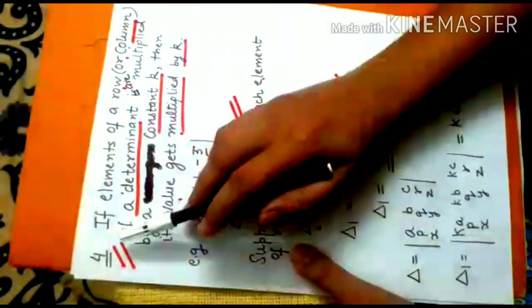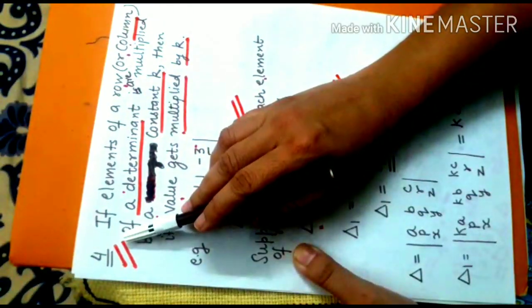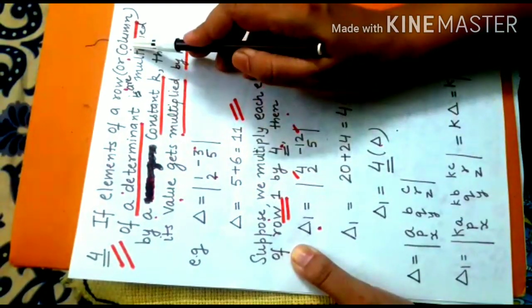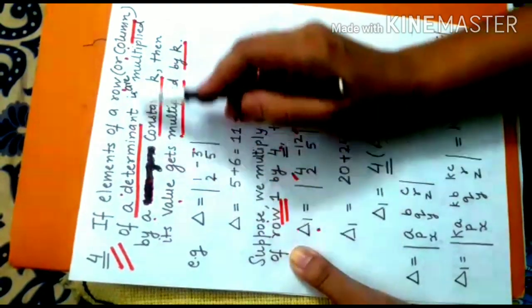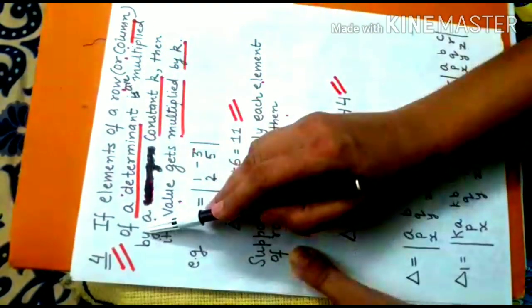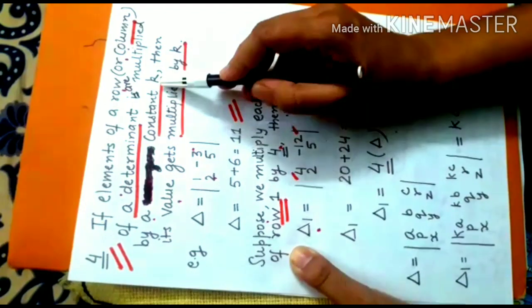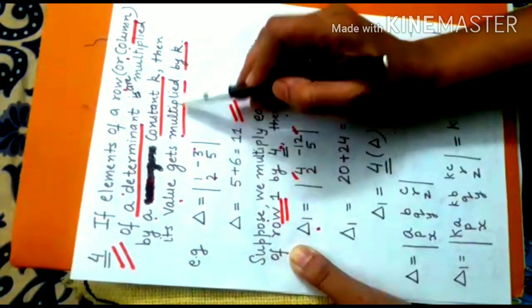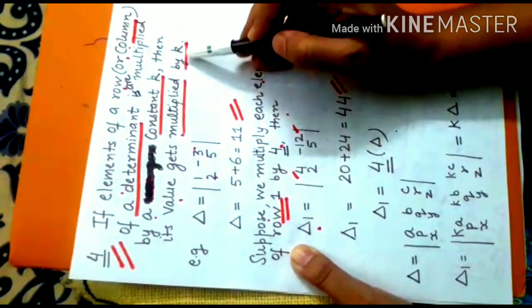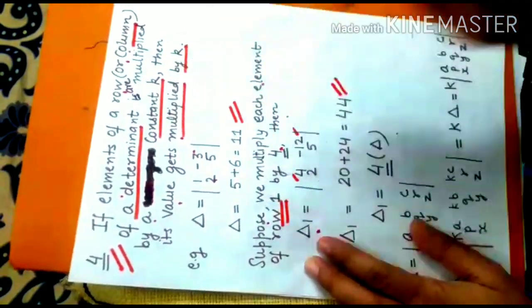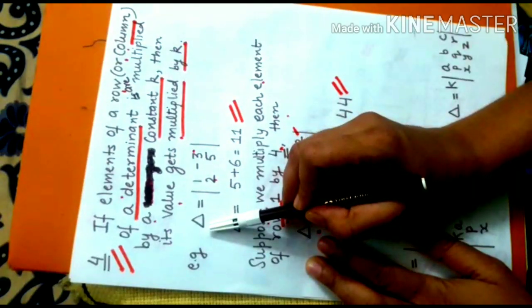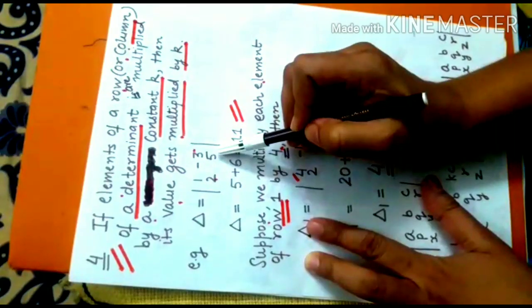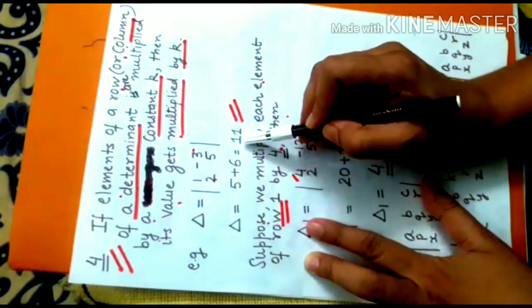The fourth property of the determinant is: if elements of a row or column of a determinant are multiplied by a constant k, then the value of the determinant also gets multiplied by the same number k. For example, consider the determinant with elements 1, -3, 2, 5. The value of this determinant is 11.